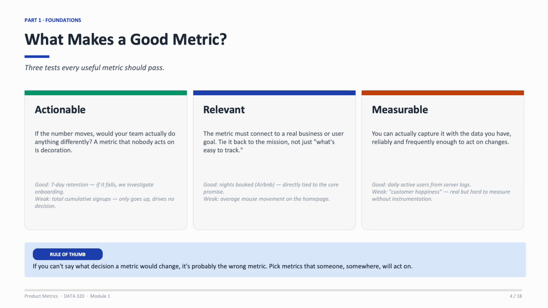The blue text at the bottom is the test I want you to internalize. If you can't say what decisions this metric would change, it's probably the wrong metric. Use that line every time you pick a metric. It will save you from a thousand bad ones. Now, even with these three tests, there are organizing structures that make picking and grouping metrics much easier. The most famous one is up next.